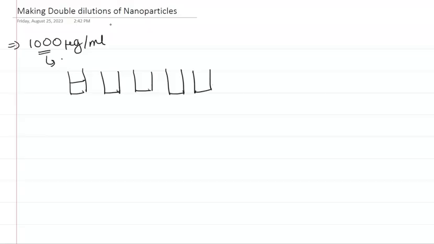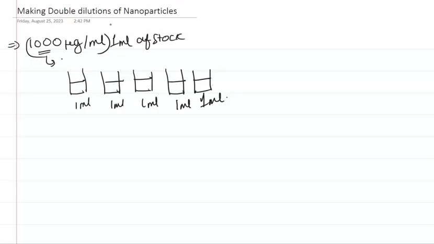and say that each of the test tube has 1 ml of the diluent. Okay, 1 ml, 1 ml diluent. So this is the diluent. And now what happens is if I take 1 ml of this stock and then I incorporate it in this first tube, let's name it second, third, fourth, and fifth.